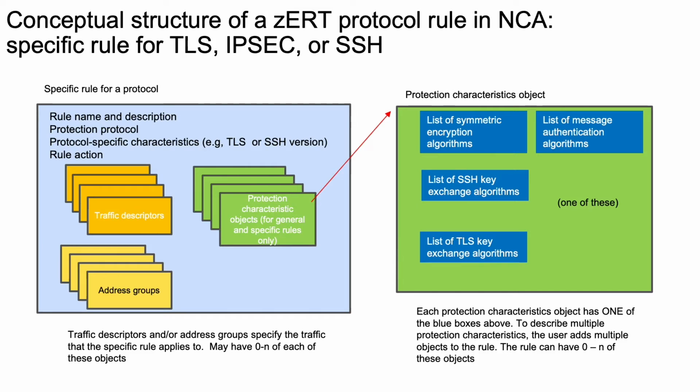A specific rule describes how to handle specific connection traffic that did not match the general rule. Because it is for specific connection traffic, a specific rule can contain traffic descriptors and address groups. These objects are similar to the NCA objects of the same name in other NCA perspectives. A traffic descriptor describes workload traffic in terms of ports, direction, and optionally, job name and user ID. An address group is a list of one or more addresses, ranges, or prefixes, also known as subnets. A single address, range, or prefix can also be specified directly into a specific rule, eliminating the need for a separate object.